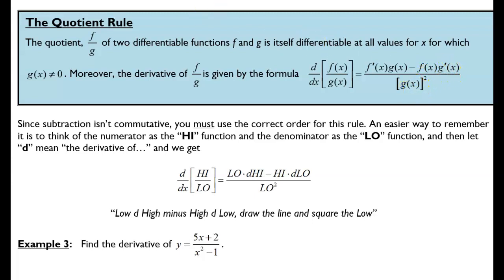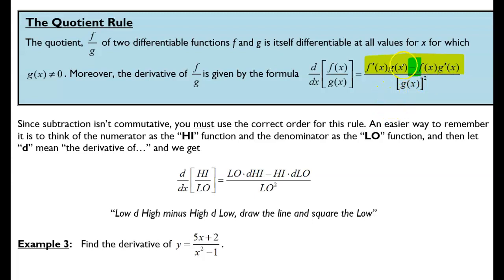So you might notice that the numerator here looks a lot like the product rule, but there's one main difference, and that's the subtraction in the middle. When we have subtraction, we have to make sure that our terms are in the right order. So we have to make sure that f prime g is first and the f g prime is second. It didn't matter on product rule when we were adding, but it does matter with subtraction.